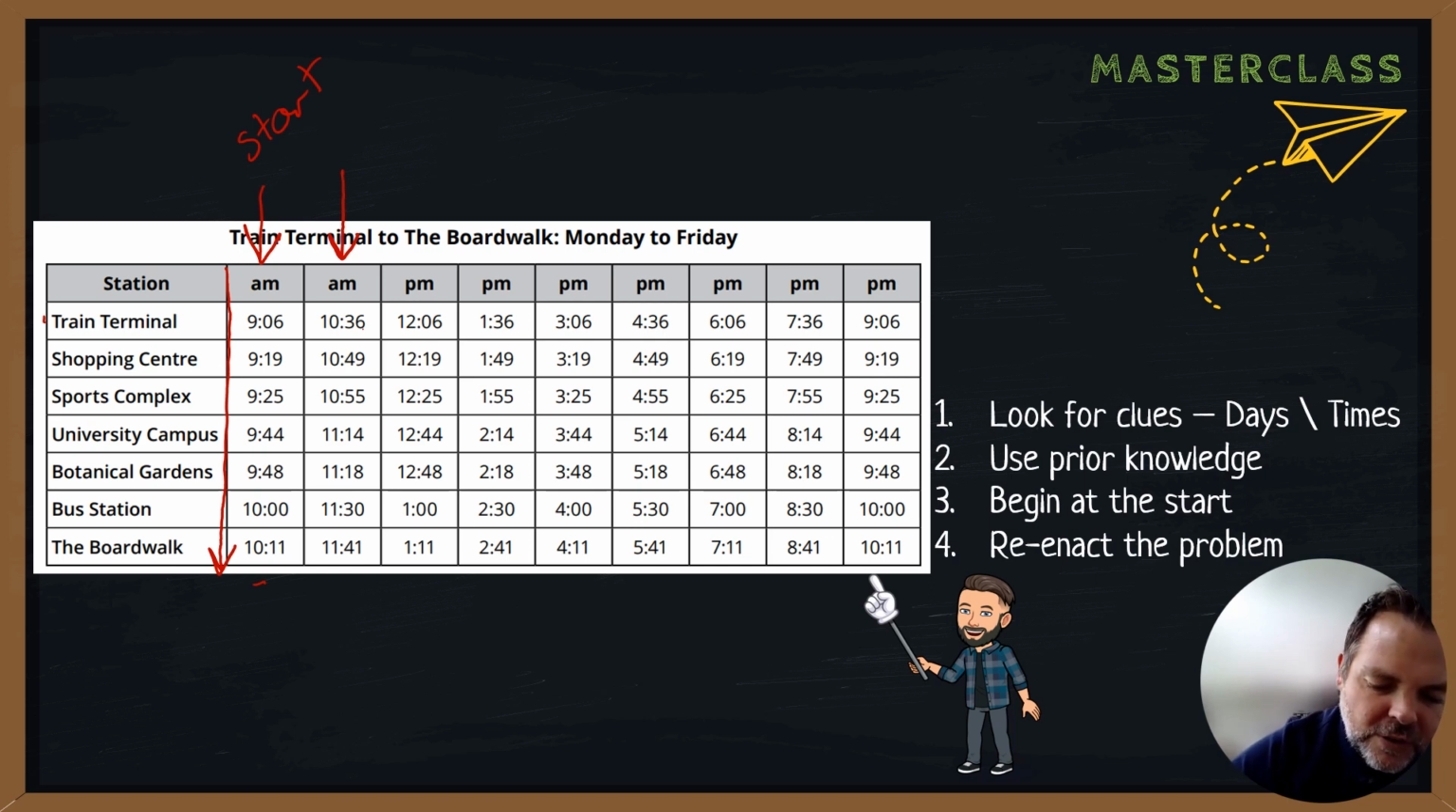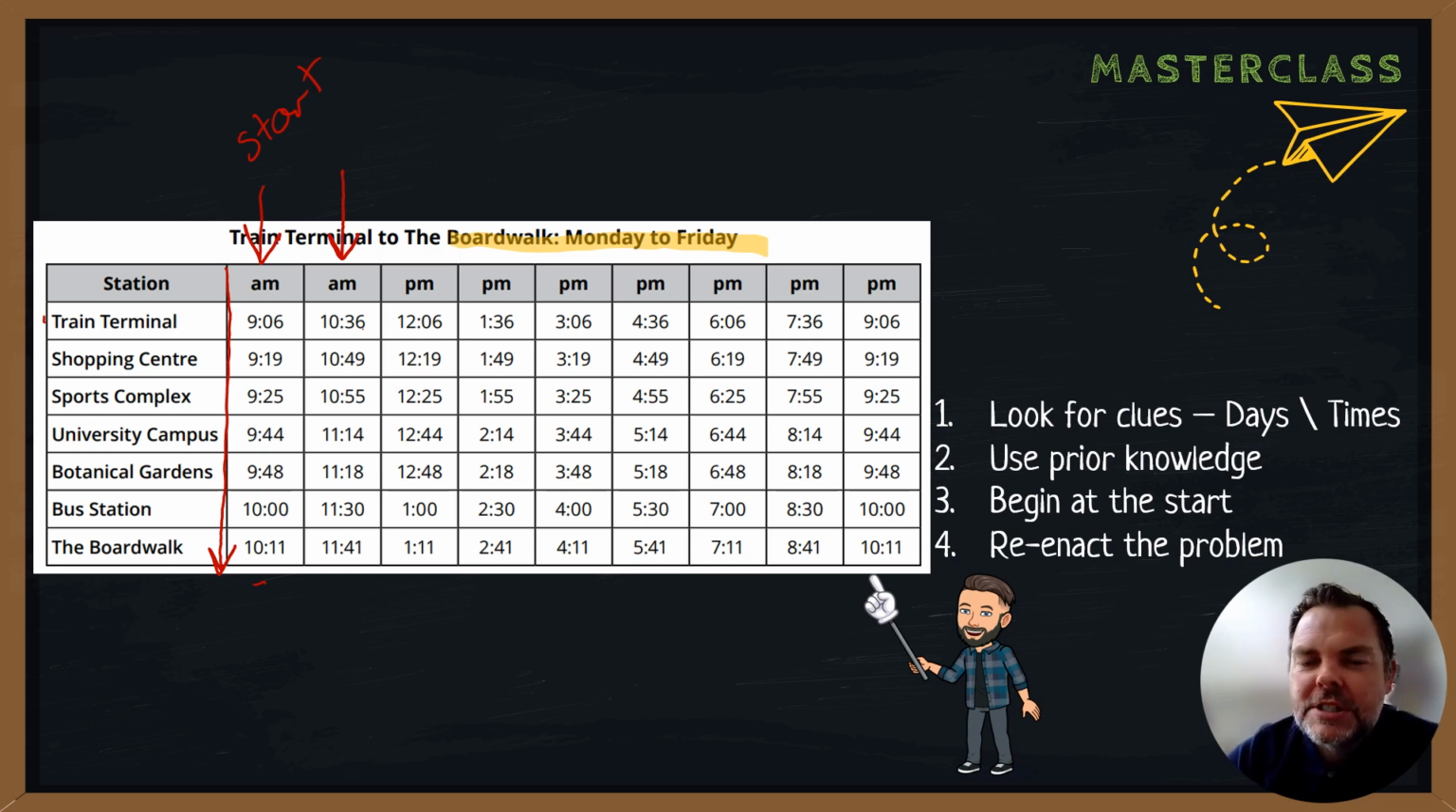We'll also look for a few other clues as well. One of the things that we can see is that we've got the boardwalk and it's Monday to Friday. So we're looking at Monday to Friday, and timetables for trains generally change on the weekend. There's not so many. You'd think there would be more, but because a lot of people rely on public transport Monday to Friday, there's a lot more then.